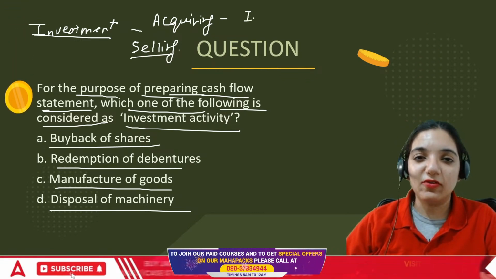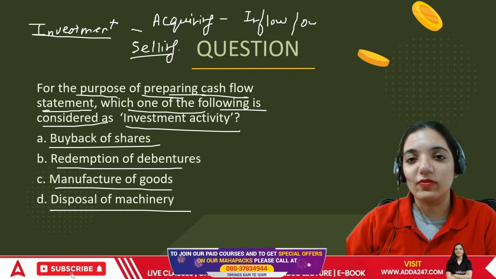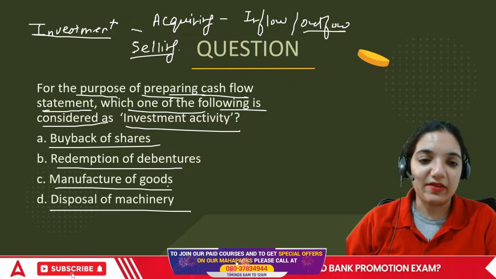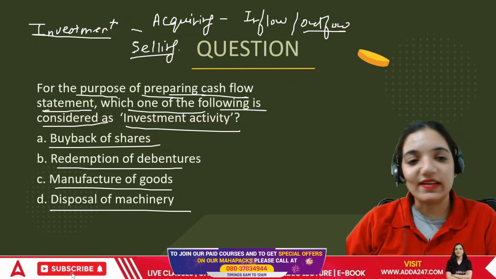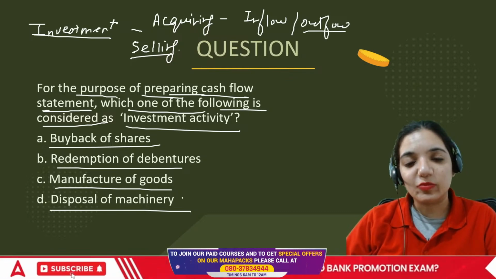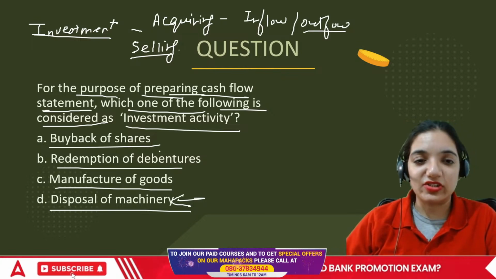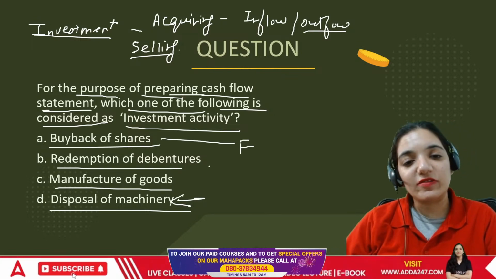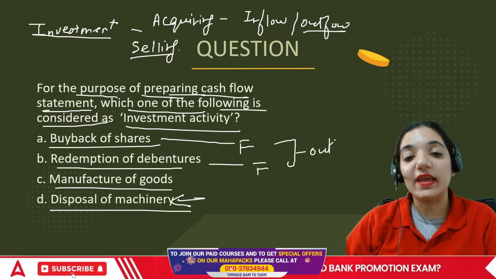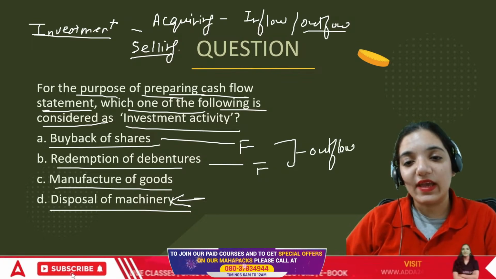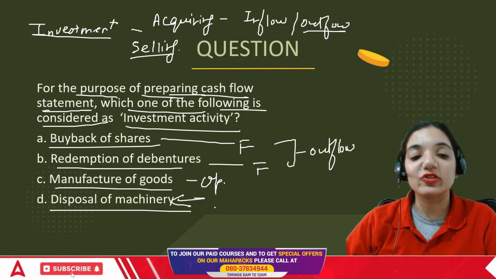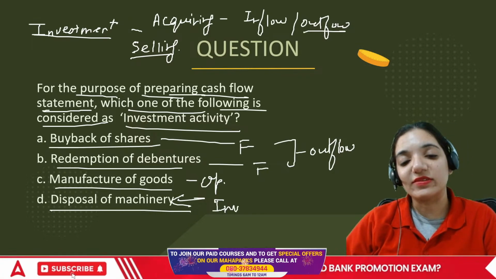Then would this be inflow or outflow? When we sell, we have an inflow. When we buy, it's an outflow. So buyback, redemption, manufacture, disposal. Looking at investment activity, the correct answer is disposal of machinery. Buyback of shares is a financing activity. Redemption of debentures, again a financing activity. In both cases it's an outflow because we pay to the other person. Manufacture of goods is an operating activity, and disposal of machinery is an investing activity.